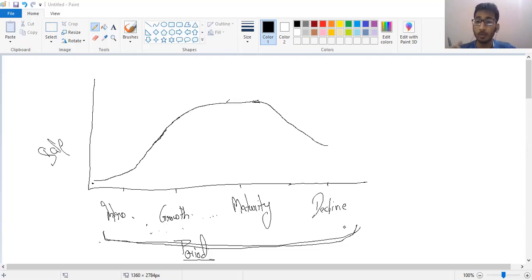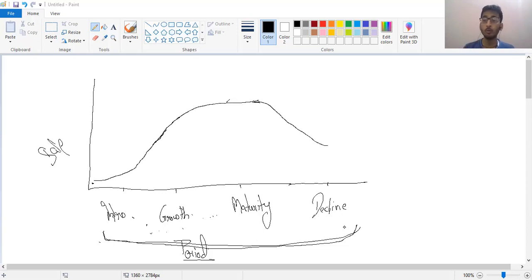I told you that high promotional expenditure used to be there. I can say marketing expenditure; I'm again repeating the things basically. So promotional expenditure is high, marketing expenditure is high, and the sales volume used to be low.